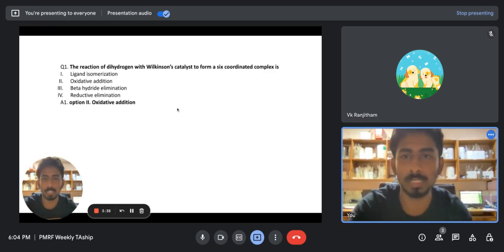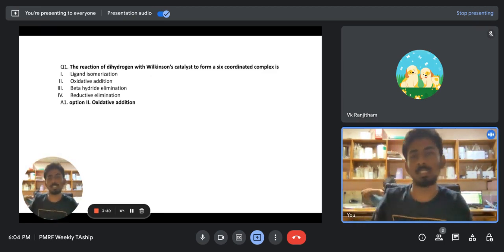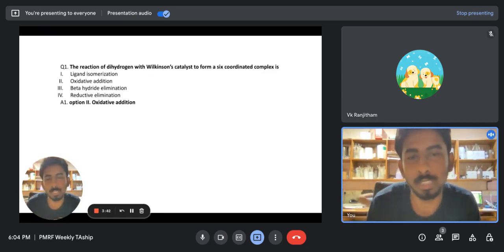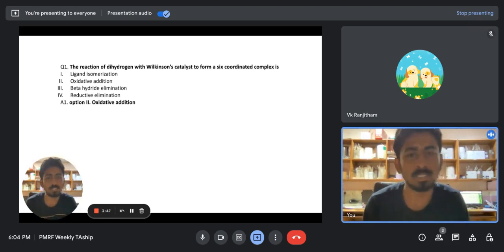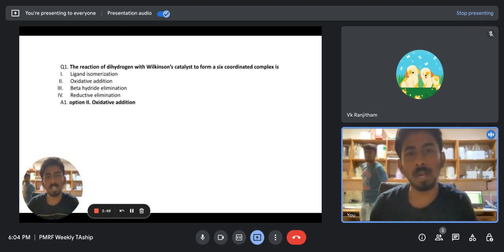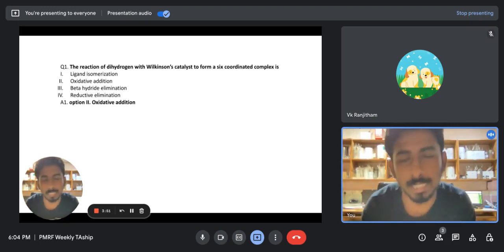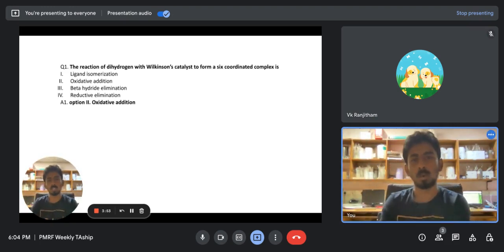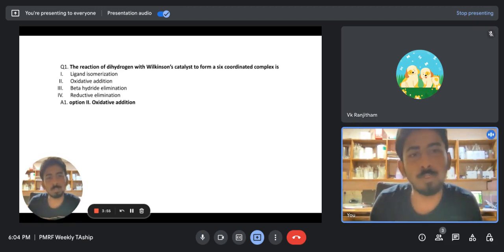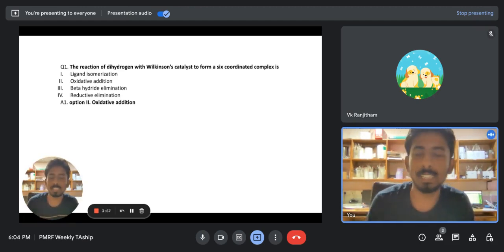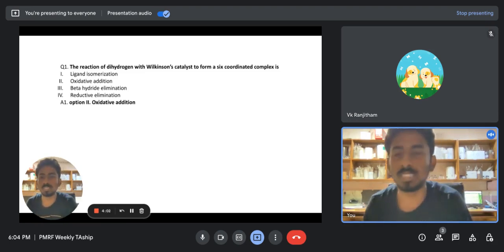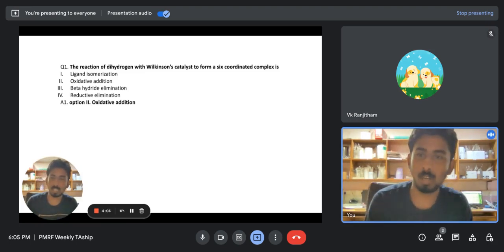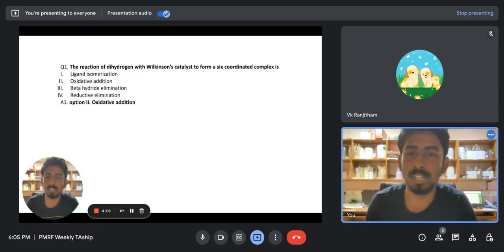So we'll start. The first question is the reaction of dihydrogen with Wilkinson's catalyst. You have heard about or read about Wilkinson's catalyst, that is RhCl(PPh3)3, a rhodium(I) compound. Whether it forms a six-coordinate complex: option 1 is ligand isomerization, option 2 is oxidative addition, option 3 is beta hydride elimination, and option 4 is reductive elimination.